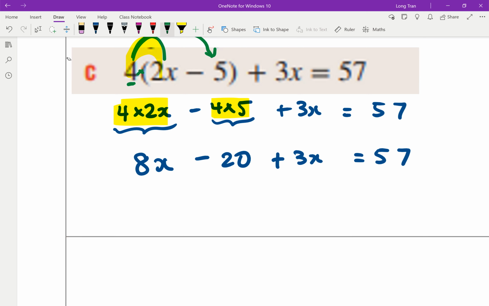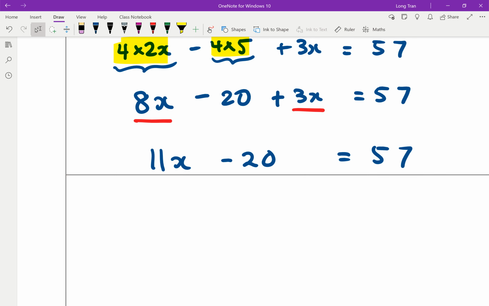3x. We've got the 3x and 8x. They're both x's. So let's work it out. 8x plus 3x gives you 11x. So I can say together I've got 11x, but I can't minus this 20 because it's not a 20x. It's just a constant term. Now you're back to this step again. 11x minus 20 equals to 57.